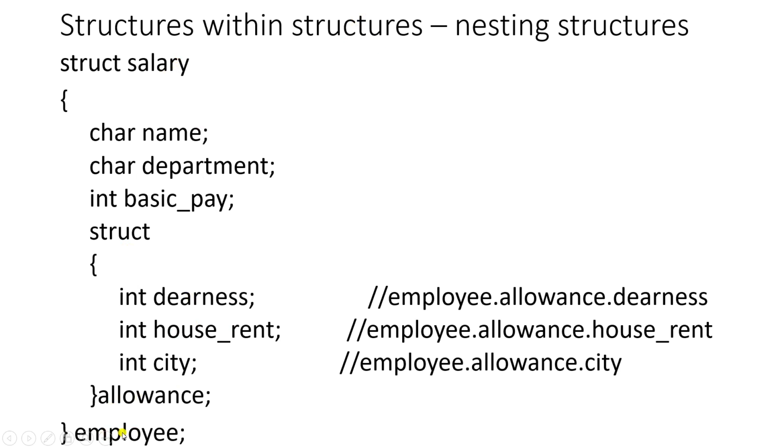If you want to access house rent, which is a part of this allowance, how do you access that? You have to start from the outer structure variable, that is employee. So employee dot allowance, then the inner structure name, allowance dot house rent. That is written here, employee dot allowance dot house rent. If I want to access city, then again outer structure variable, employee dot allowance dot city. So this is how you access elements of a structure that is within another structure.